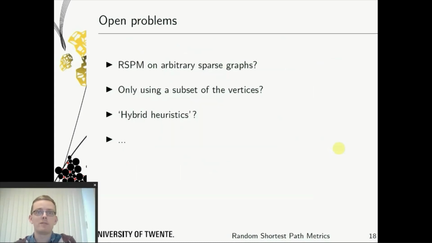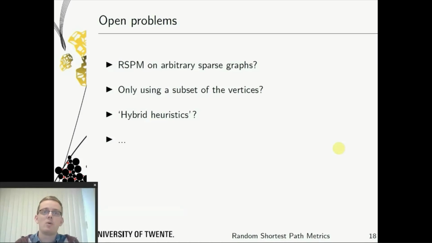Finally, I would like to end with some open problems related to this. So first of all, we wonder whether the greedy results can be generalized to random shortest path metrics generated from arbitrary sparse graphs, like we did earlier for the local search 2-opt result. We did already do this for some wide class of sparse graphs, as shown earlier in this presentation, but it seems to be the case that our method cannot be used to further generalize to arbitrary sparse graphs.